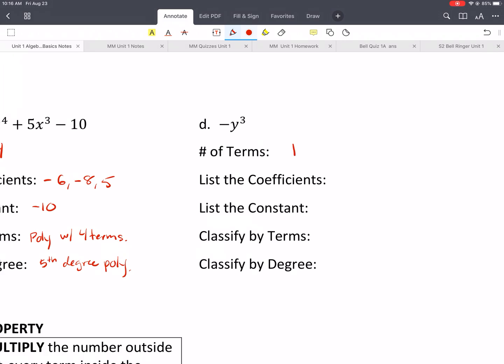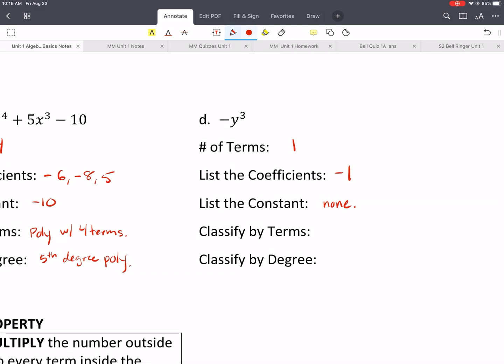Okay. Next, we have number of terms. We have 1 term. Coefficient would be negative 1. Again, if we don't see a number in front of a variable, it's just going to be 1. List the constant. We don't have any, so you could say none. Or you could say 0 as well, because we don't show the 0 that would be there anyways. Okay. And classifying by terms, since there's 1 term, that would be a monomial. And by degree, since it's a 3, we'd call that a cubic.